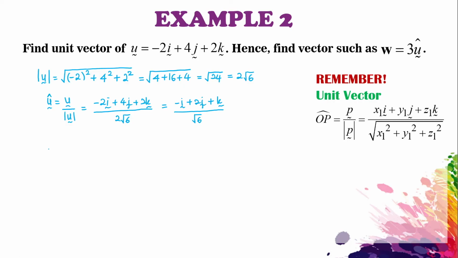Hence, find vector W equal to 3u hat. We're going to substitute your u hat into the equation. So we are going to have 3 times negative i plus 2j plus k divided by square root of 6. We can bring the 3 into the bracket. We're going to have negative 3i plus 6j plus 3k over square root of 6.